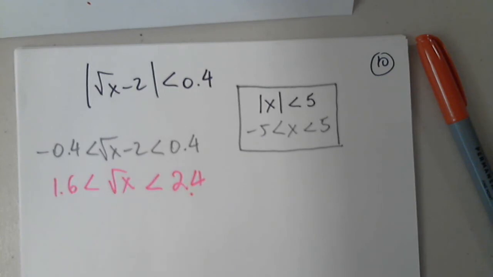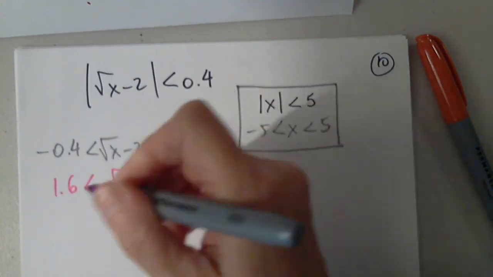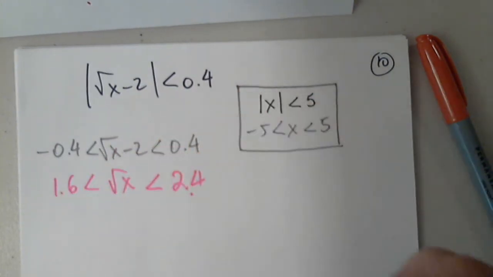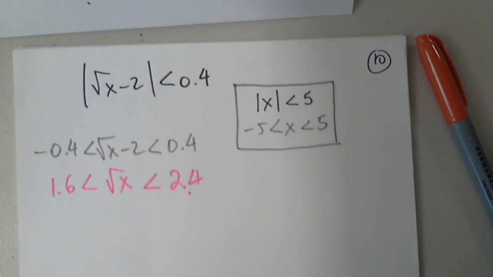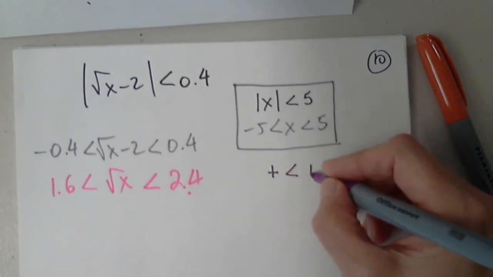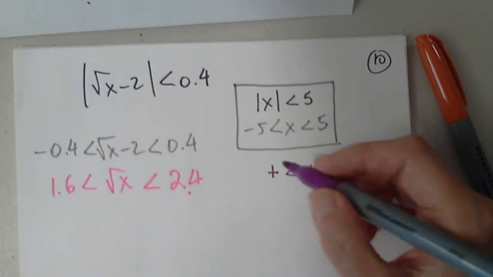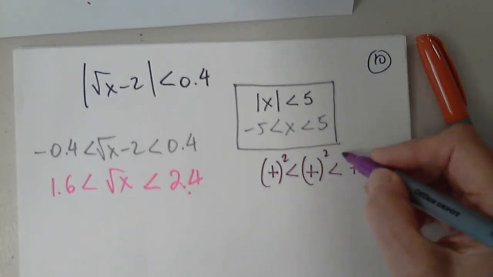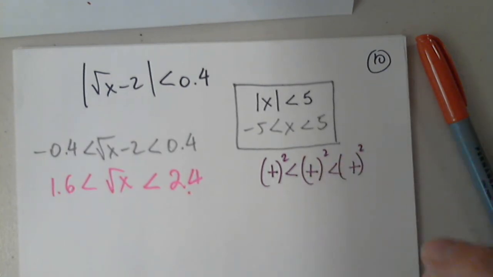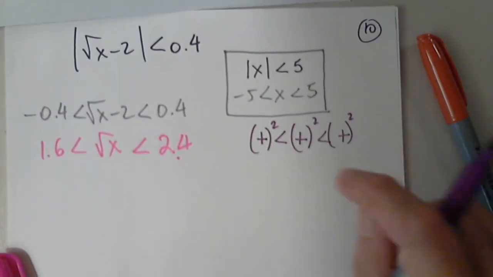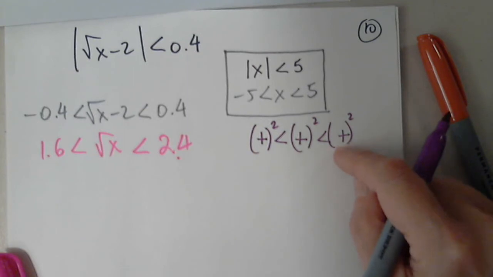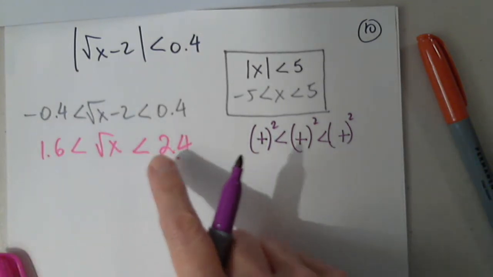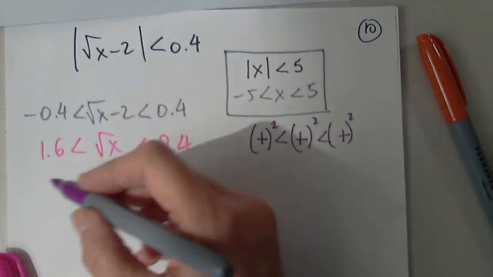I mentioned that before when we solved inequalities. I said you cannot square all three sides of such a compound inequality unless, so this is an exception, when I have a positive number less than a positive number less than a positive number, I can square those positive numbers because the resulting statement is still true, but only in this situation. This is positive, this square root is positive, this is positive. I will square all three sides.